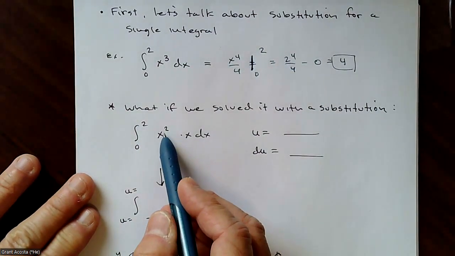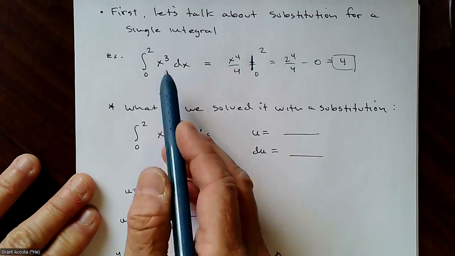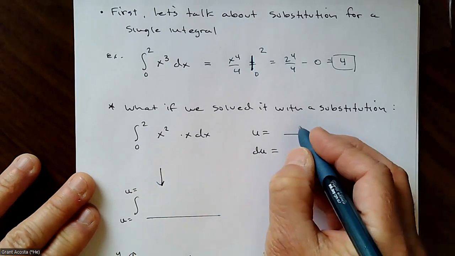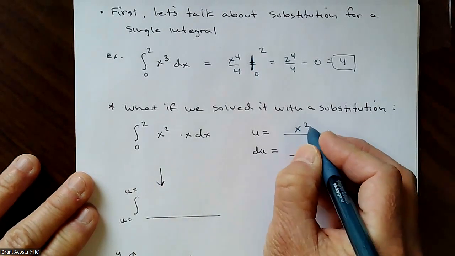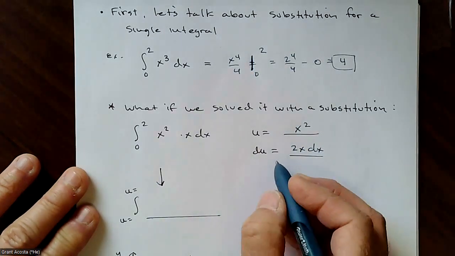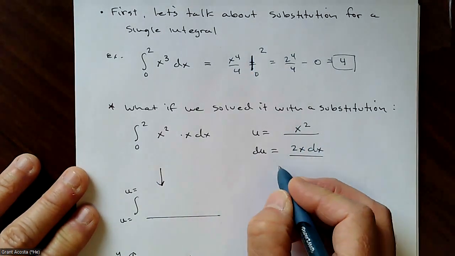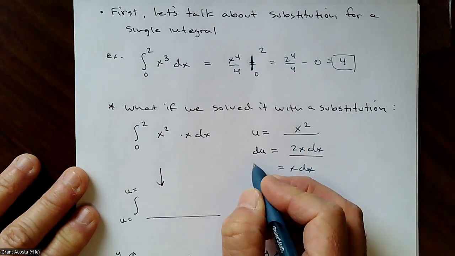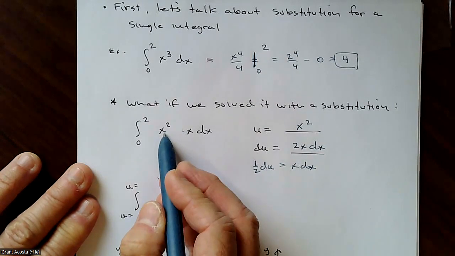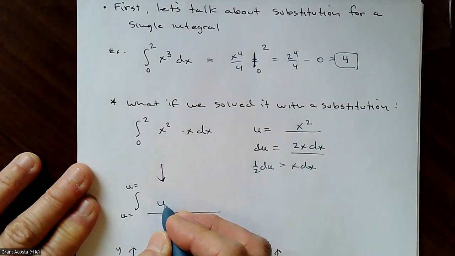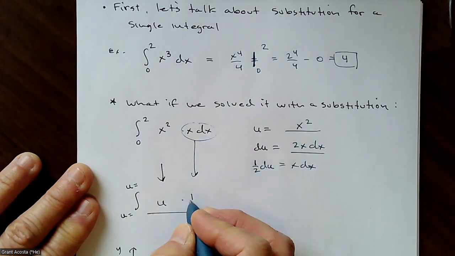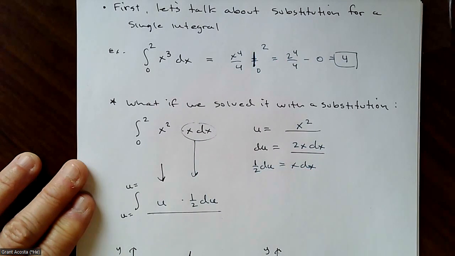But if I did think of x cubed as x squared times x dx, and did a u substitution where I let u equal x squared, du would be 2x dx. And so x dx itself could get replaced with 1/2 du. I could think of this now as an integral. My x squared was u, and the x dx gets translated to 1/2 du.